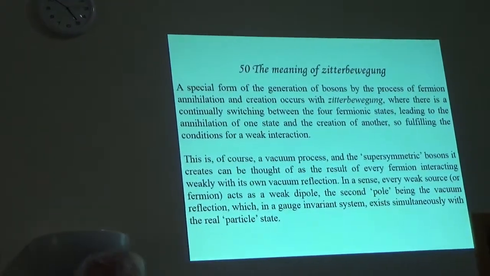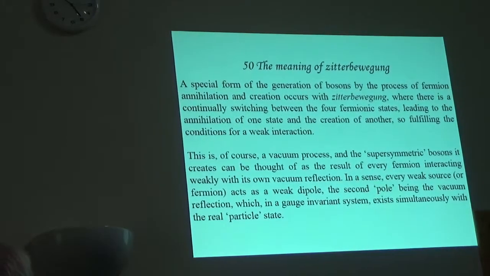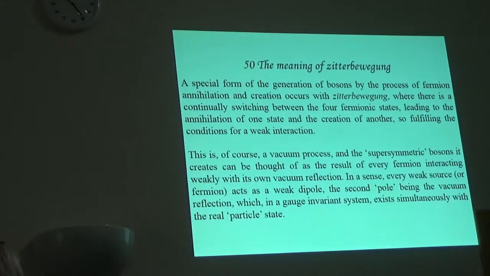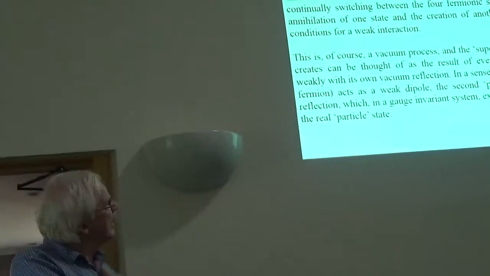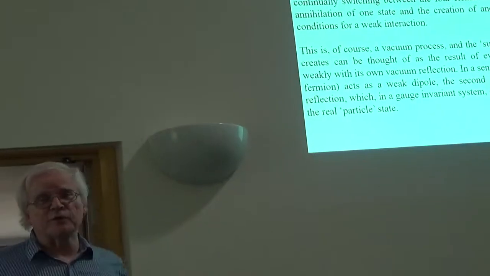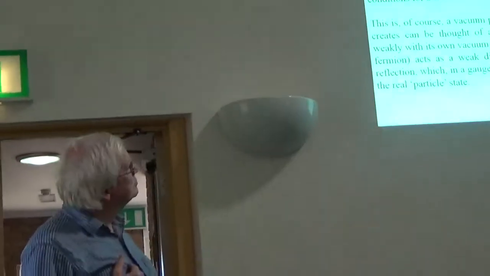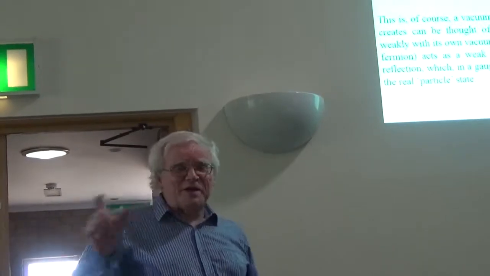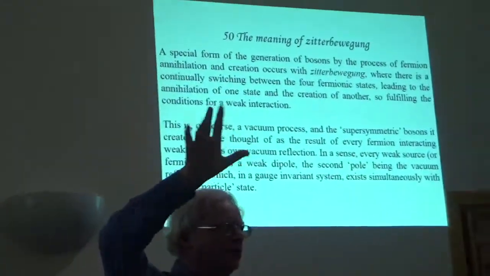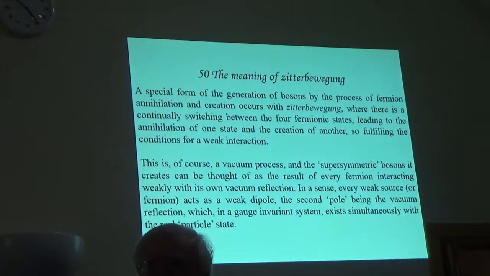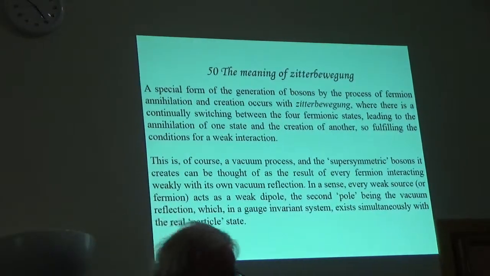And what about zitterbewegung? Continual switching between the four fermionic states. So it's the result of every fermion interacting weakly with its own vacuum reflections. So what I say is that every weak source is really a dipole of itself and its vacuum reflection. And that's because of that I in front of it. That's that I which, as Louis says, oscillates. The I oscillates, and that gives you the zitterbewegung.